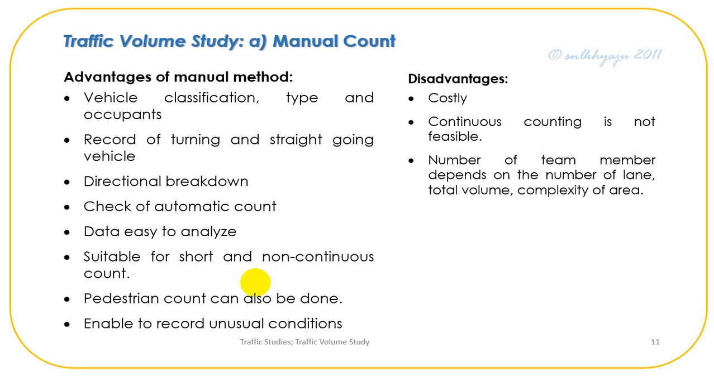And the disadvantages of manual counts are, it is most costly because a number of surveyors are needed for different types of vehicle. Continuous counting is not feasible. Number of team members depends on number of lanes, total volume, and complexity of area.